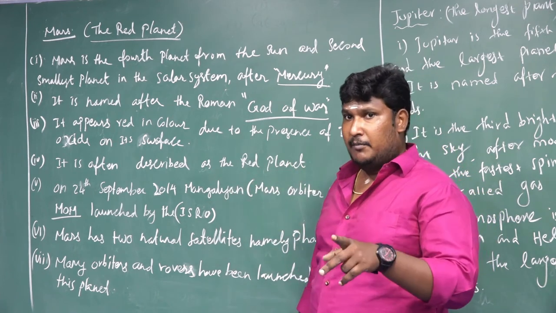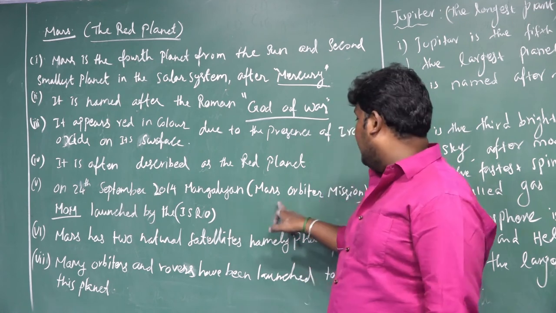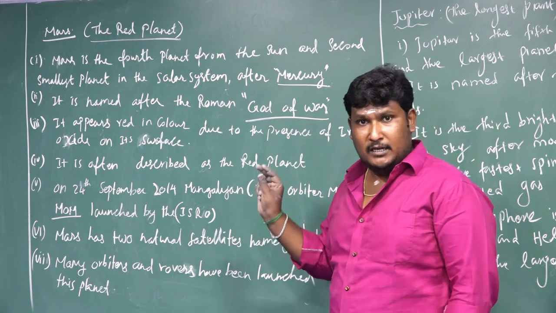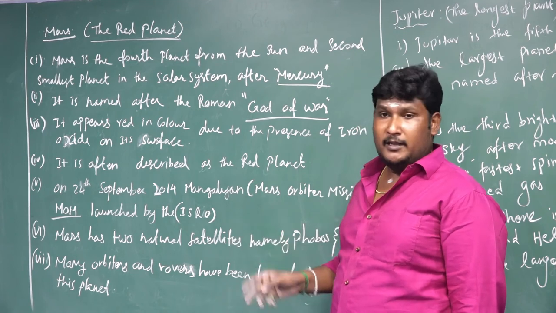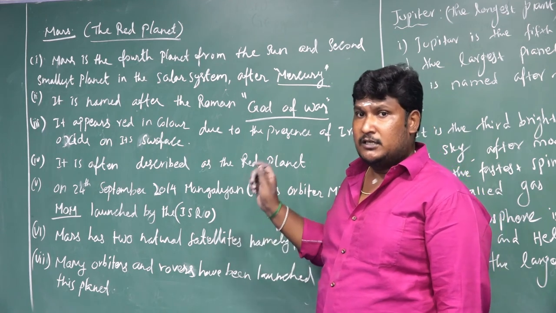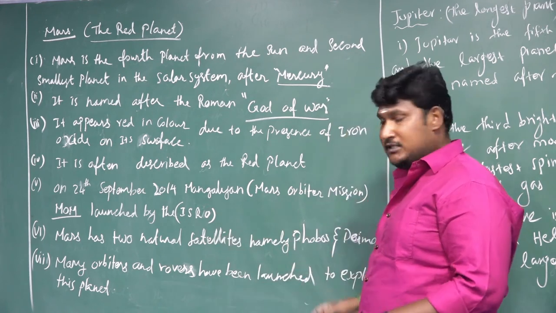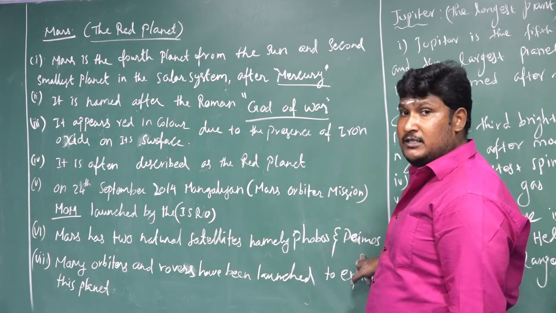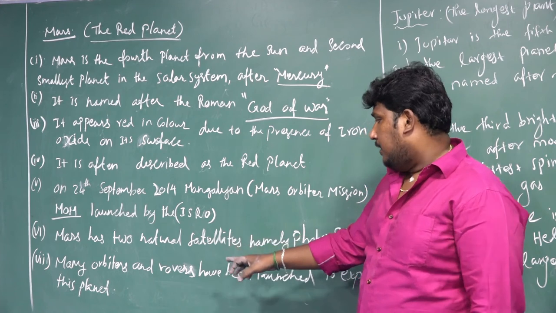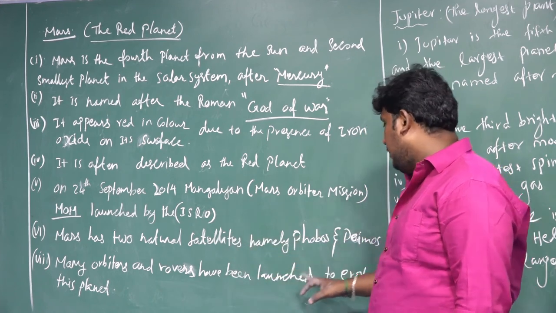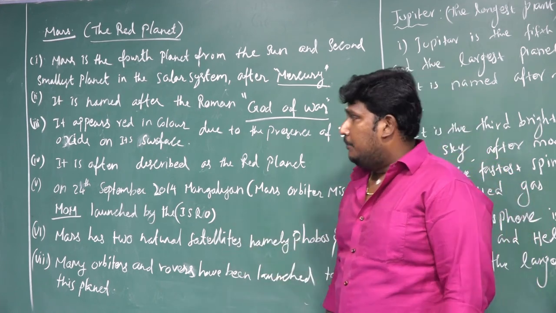On 24th September 2014, the Mangalyaan Mars Orbiter Mission, short name MOM, was launched by ISRO, the Indian Space Research Organisation. Mars has two natural satellites, one is Phobos and the other is Deimos. Many orbiters and rovers have been launched to explore this planet.